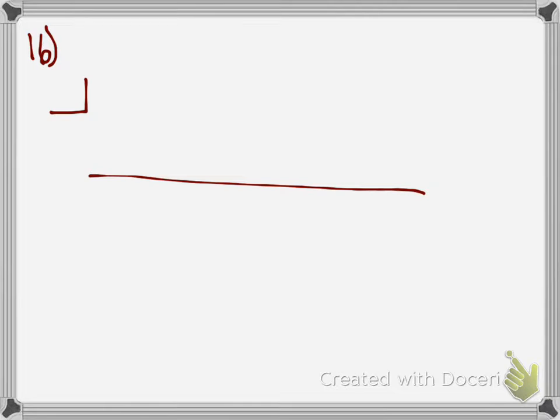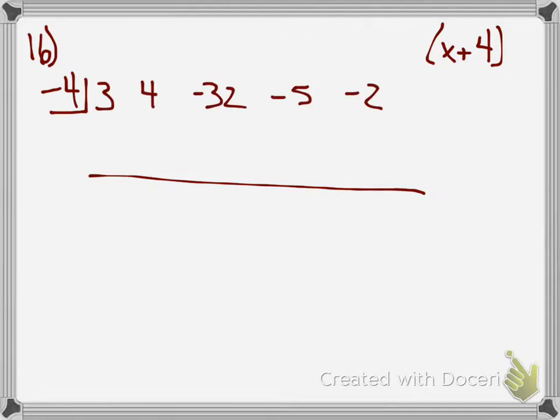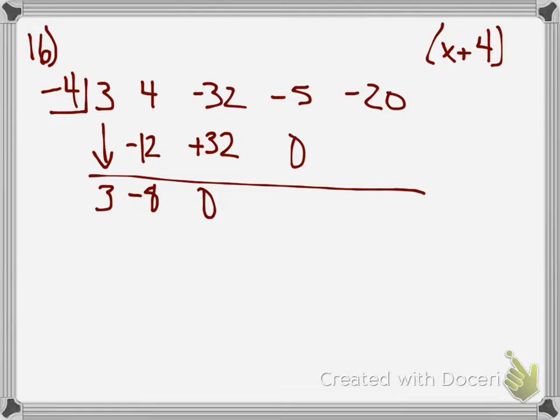Alright, so let's look at number 16 with synthetic division. Keep in mind that when you see the x plus 4 or anything in the parentheses, it's going to be the opposite for the half box. Then you just write the numbers that go across. So 3, 4, negative 32, 5, negative 20. Bring down the first number. Multiply. Combine. Multiply. Combine. Multiply, combine, multiply, and combine.